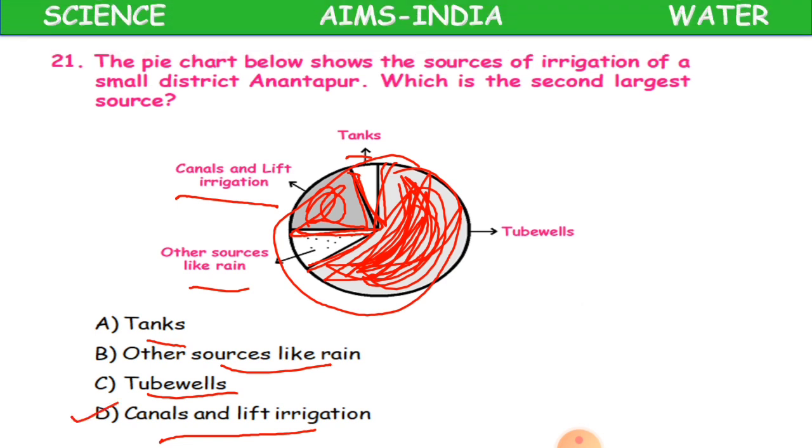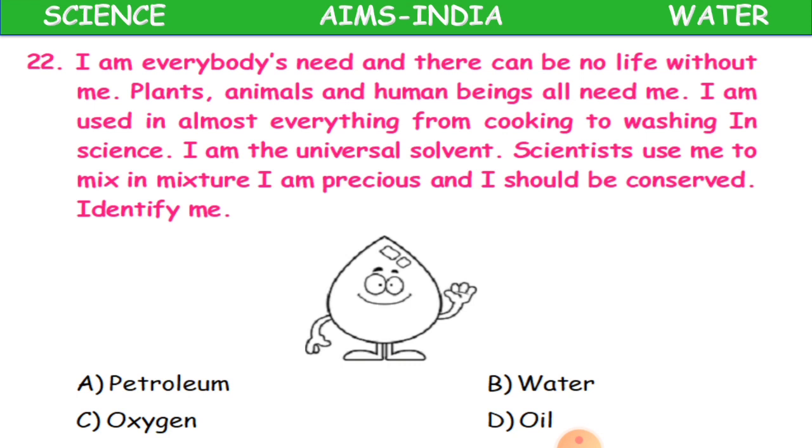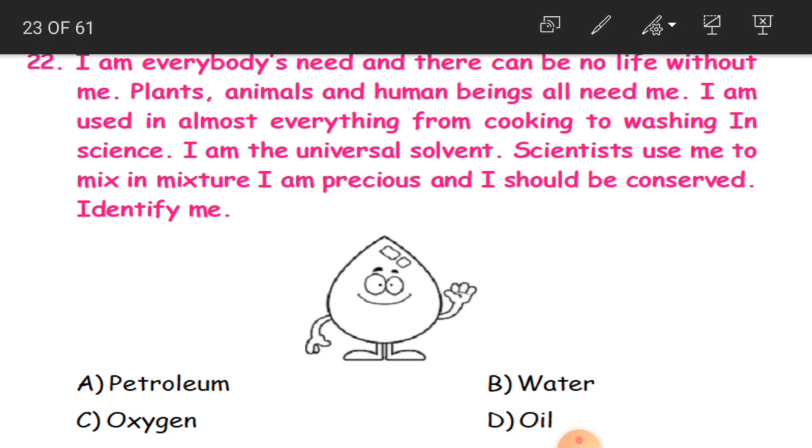Clear, children? Now we'll go on with the 22nd question. I am everybody's need and there can be no life without me. Plants, animals and human beings all need me. I am used in almost everything from cooking to washing. In science, I am the universal solvent. Scientists use me to mix in mixture. I am precious and I should be conserved. Identify me. It is very easy for us to identify this.